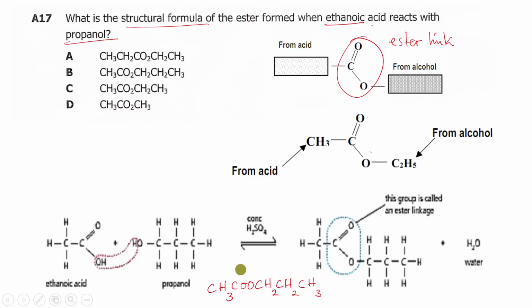So you check which one is similar to this: CH3, then COO, then CH3. They have hidden it. Let's count the carbon here: 1, 2, 3, 4, 5. Here 1, 2, 3, 4, 5. Here 1, 2, 3, 4, 5. So the answer is this one. You have seen CH3, COO. They have hidden it. Sometimes they can just write O2 for the OO. So the answer is B.